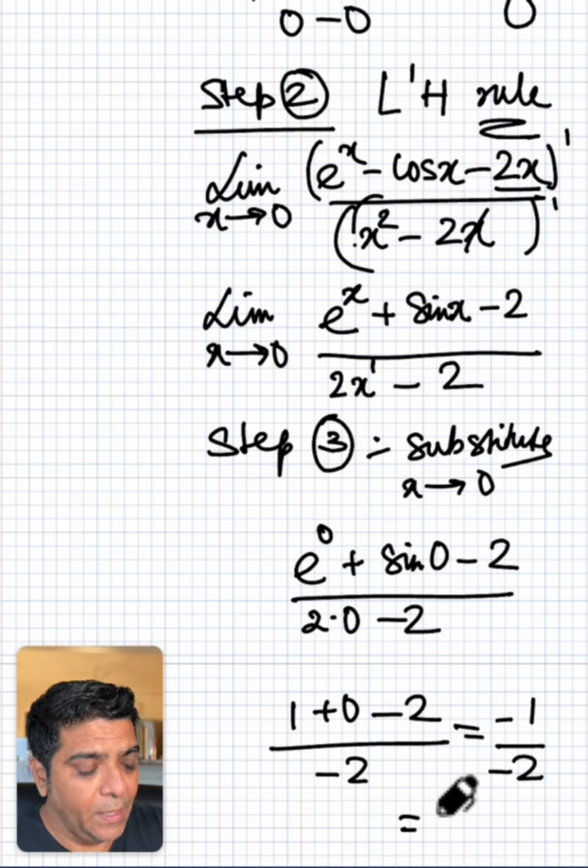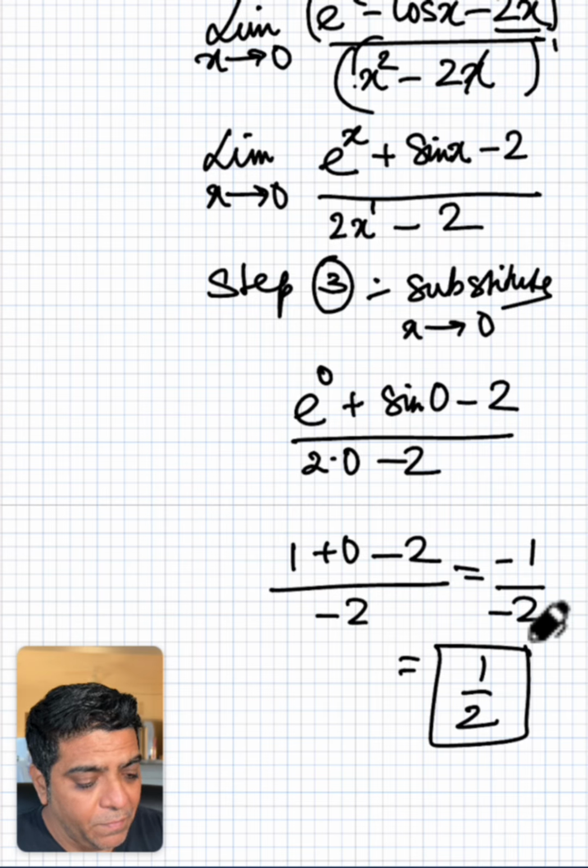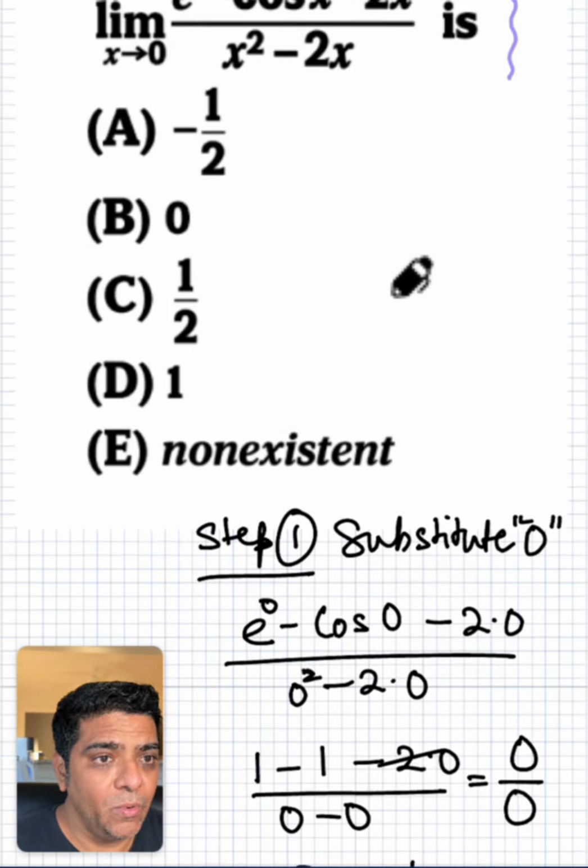So that is going to be our final answer, one half, because the negatives cancel off. Half is our final answer, and that is represented by choice C here.